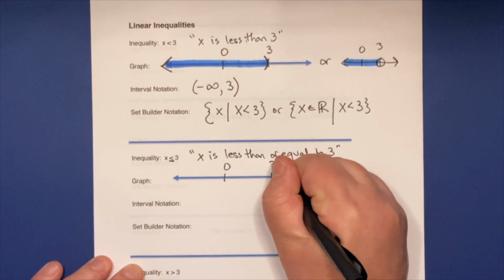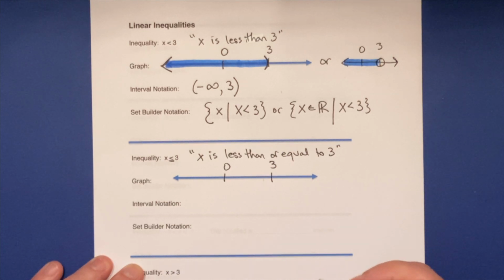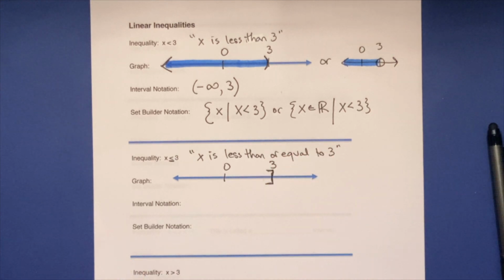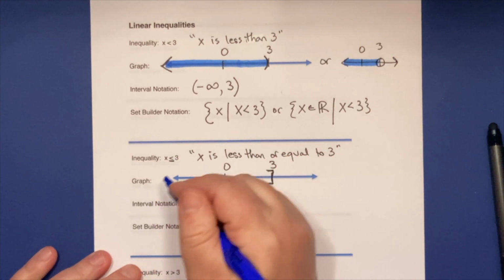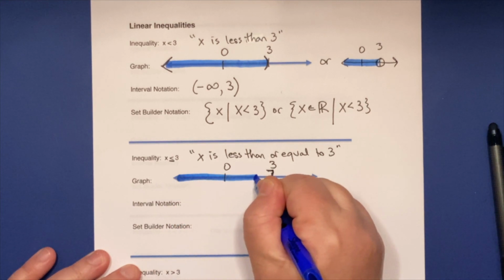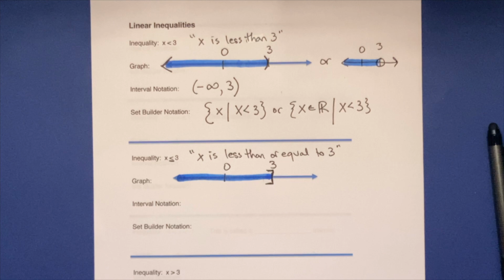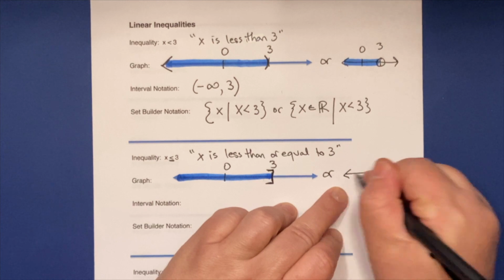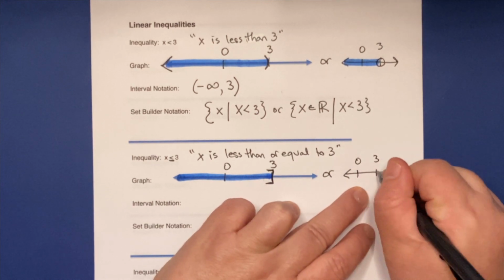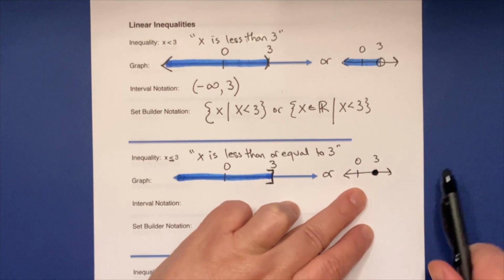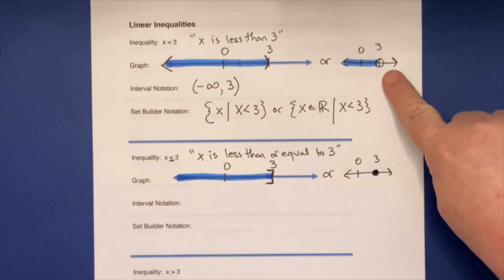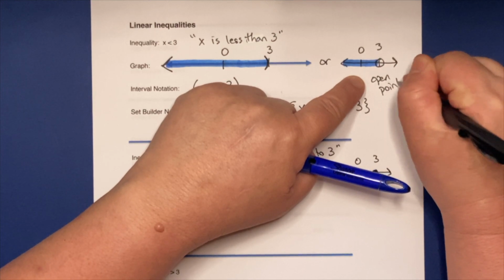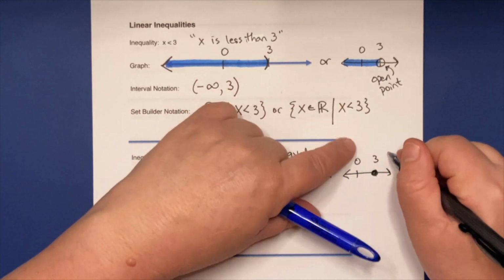Again, I'm going to find 0 and 3, and they're wherever I decide to put them. But on the 3, I'm going to make a new symbol, and that's a bracket instead of a parenthesis. And I'm going to include all of these points to the left all the way up to 3. Now, in this same way, there is another way to write it, and that's with a filled in dot. So this is an open point, and this is a closed point.